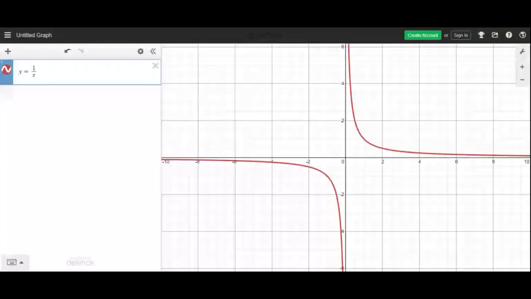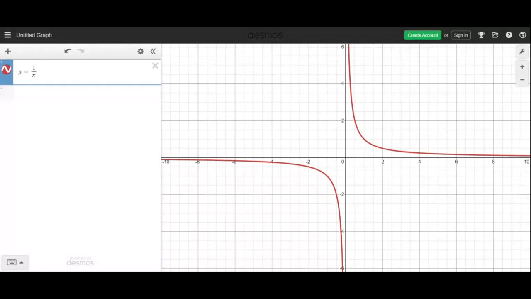Okay, so I'm going to share my Desmos graph. There we go. All right, so that's what our graph is going to look like for the function 1 over x. So if we're thinking about domain for this one, what does it look like the domain of that graph is going to be?